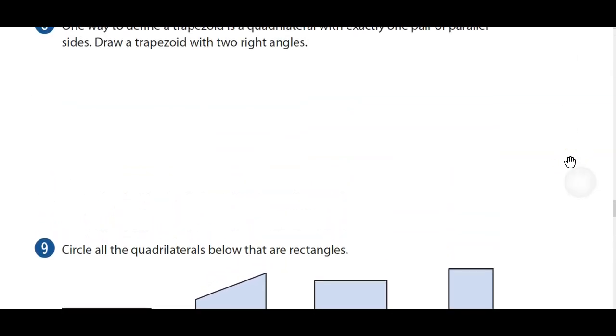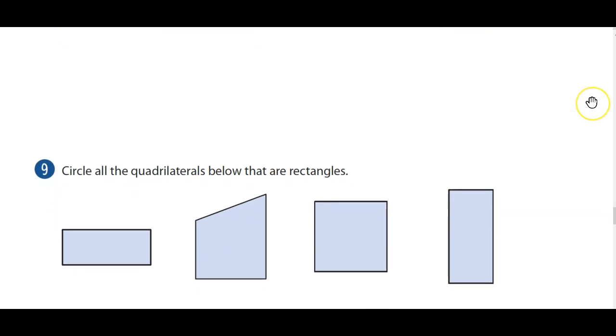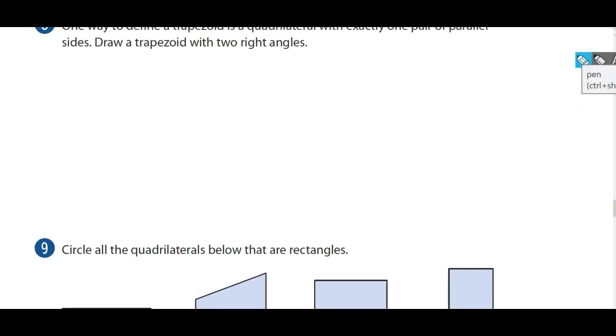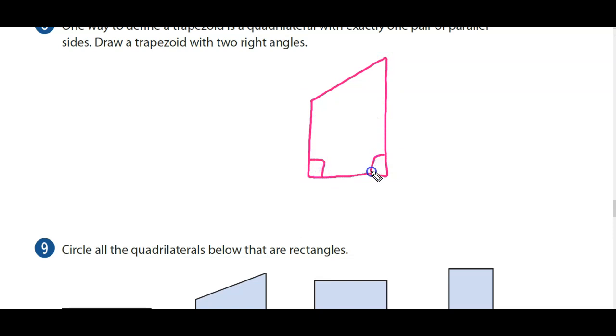Where it says draw a trapezoid with two right angles, this is what it would look like right here. So it would look like this, like that, like this, like this, because these two corners are right angles. A trapezoid means only two lines that are parallel to each other. The left and the right side are parallel to each other, meaning they're side by side.